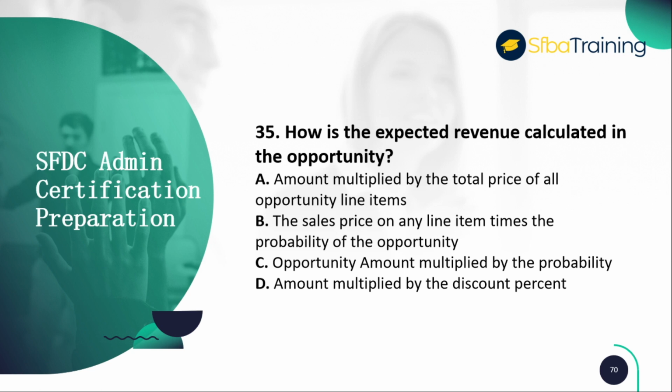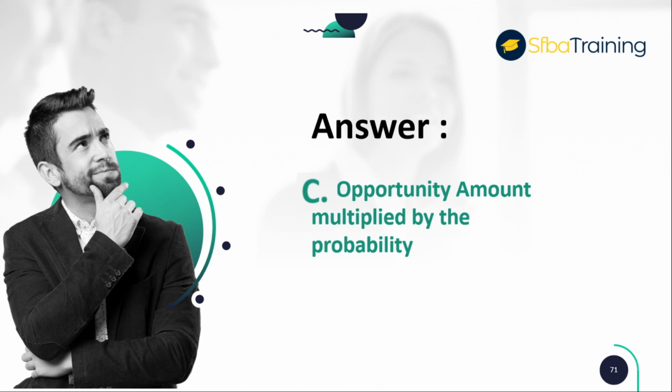Number 35. How is the expected revenue calculated in the opportunity? A. Amount multiplied by the total price of all opportunity line items. B. The sales price on any line items times the probability of the opportunity. C. Opportunity amount multiplied by the probability. D. Amount multiplied by the discount percentage. The answer is C. Opportunity amount multiplied by the probability.